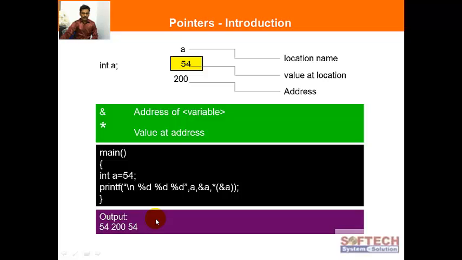If we want to get the address of a variable, we put the ampersand symbol. The ampersand symbol is the address of the variable. If we put ampersand before the variable, we can get the address. If we put star before the address, we can get the value. So ampersand represents address of, and star represents value at, put before the address or the variable.